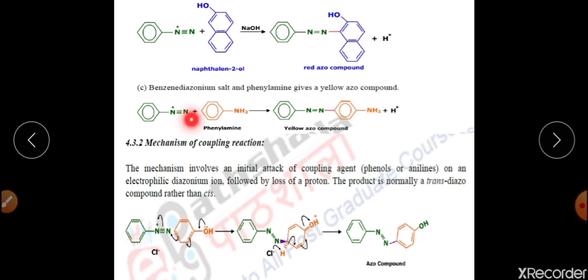Similarly, this is your benzene diazonium salt, and when this benzene diazonium salt is allowed to react with phenylamine, that is aniline, it is converted into yellow azo compound. So this is another dye that has been synthesized. Again the mechanism is aromatic electrophilic substitution in this case, right? For example, if we are particularly talking about the mechanism, this is your phenolic component.